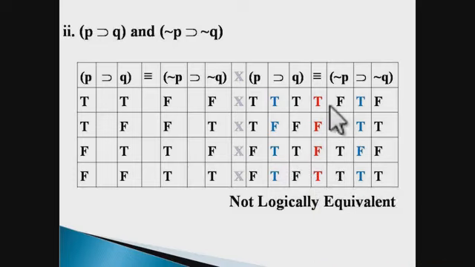And then when you come here, you see that false, false is also a conditional statement. False, false will be true. False, true will be true. A conditional statement with a false antecedent is true necessarily. So true, false, antecedent is true, consequent is false, will be false. True, true will be true.